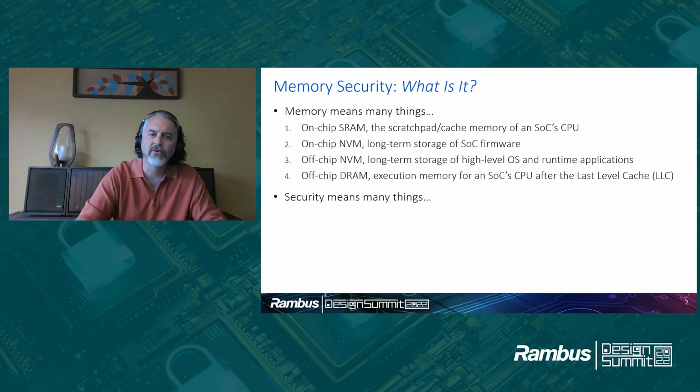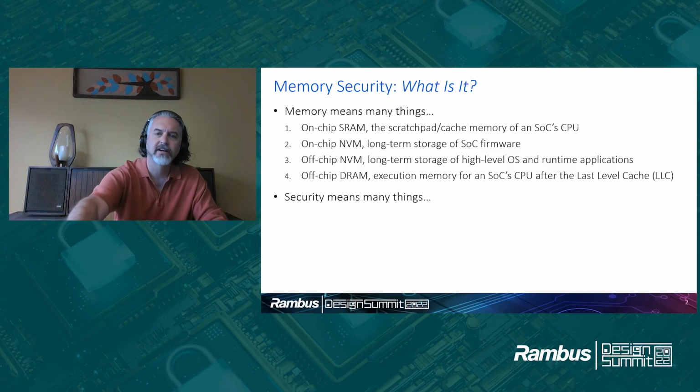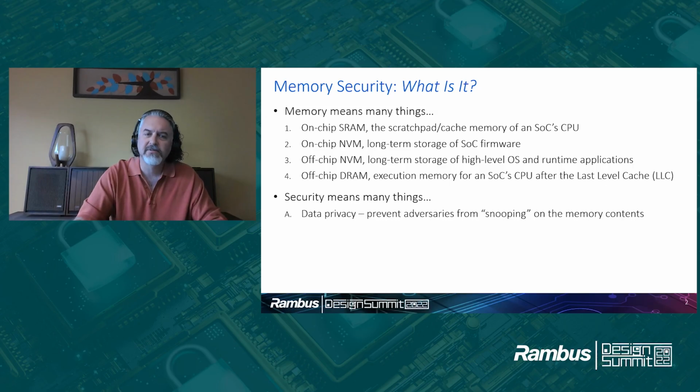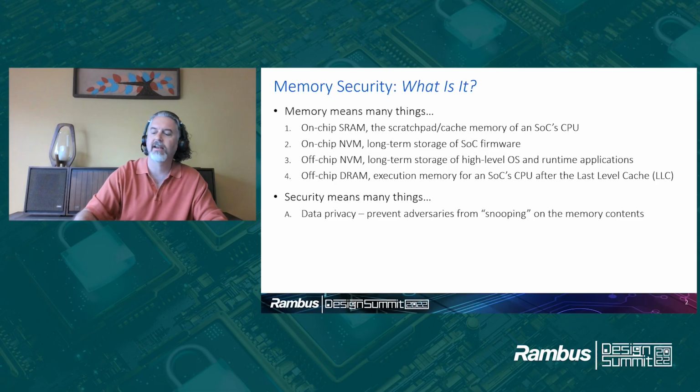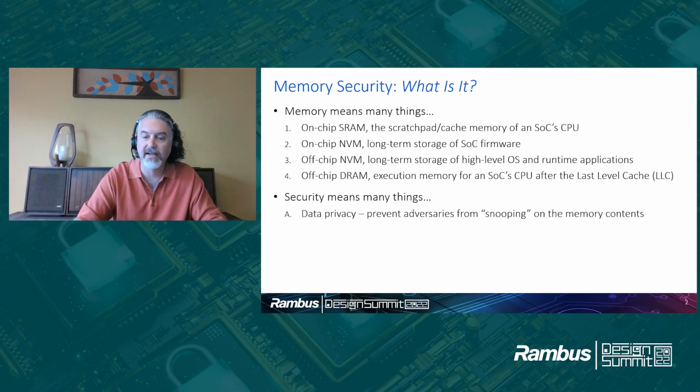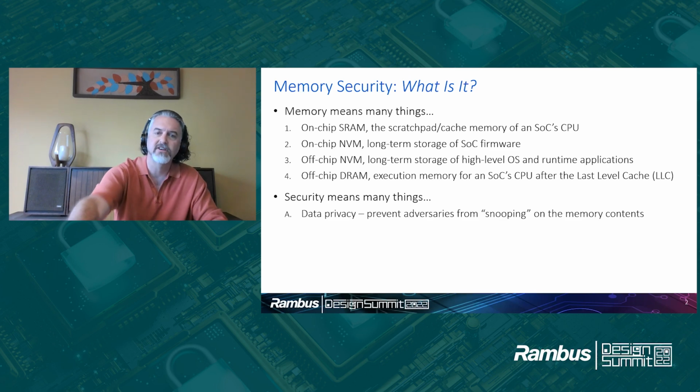So I'm going to go into what I mean when I say security now. The first type of security is the most obvious one. This is data privacy. You don't want your adversaries, in a lot of cases, snooping on what the contents of memory are. That might have private data, it might have secret keys, it might just have application code that you would wish to remain proprietary throughout the duration of a system's execution.